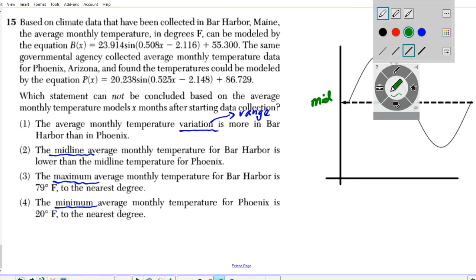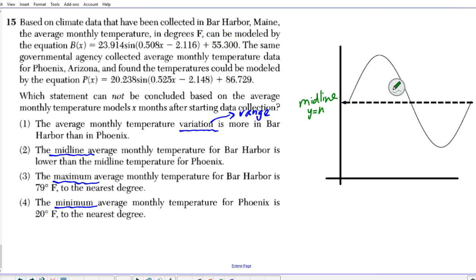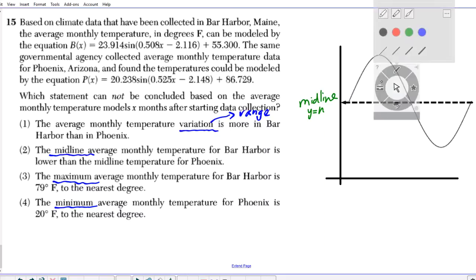Let me change the color there. So this is our midline. And the midline is basically your h value. Okay, so this is your h value, and that's your h value. So that's basically what the midline is. All right. Next thing to note is the maximum and the minimum. Okay, that one is pretty straightforward. The maximum is the high point, and the minimum is a low point.